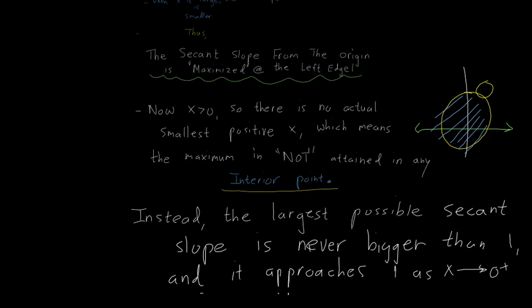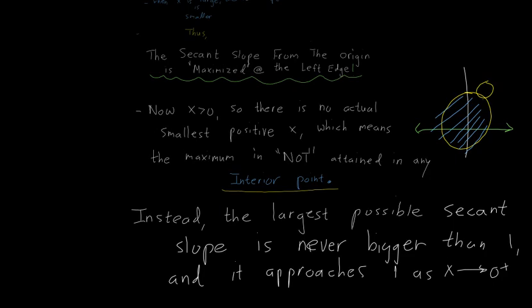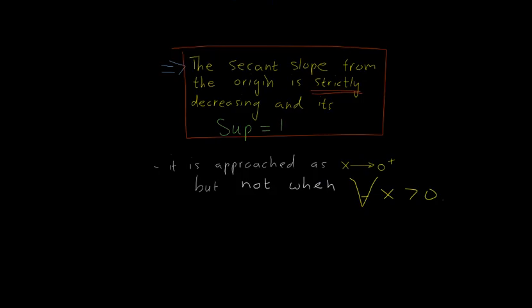But this is just giving you a geometric analysis of the problem. If you got up to what we had earlier, strictly showing that it's strictly decreasing, you've pretty much solved the problem. But this is a two-part problem, because you want to be able to prove some of the geometric anomalies here. So the largest possible secant slope is never bigger than 1, because as x approaches 0 from the right, we've shown that it approaches 1.